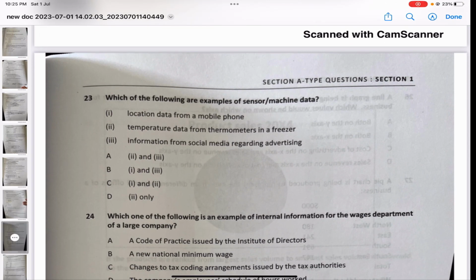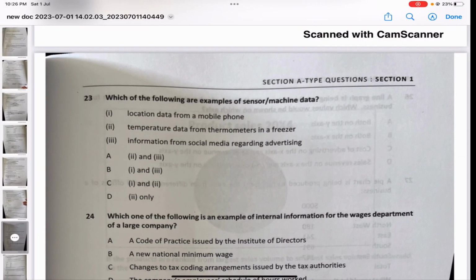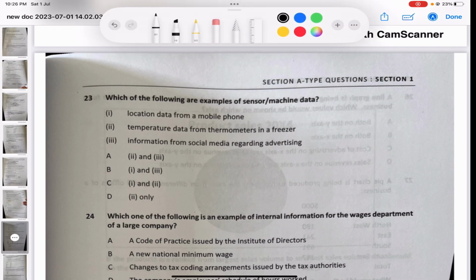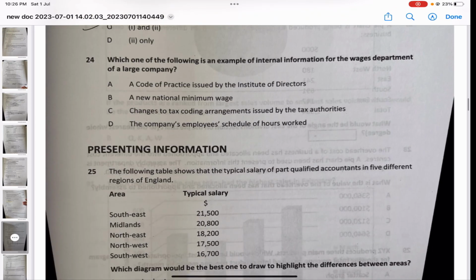Which of the following are examples of sensor or machine data? Location data from a mobile phone, first thing. Temperature data from thermometers in a freezer. Information from social media. Okay, something which is done by a machine or by a sensor is 1 and 2 itself. Very simple, obviously.